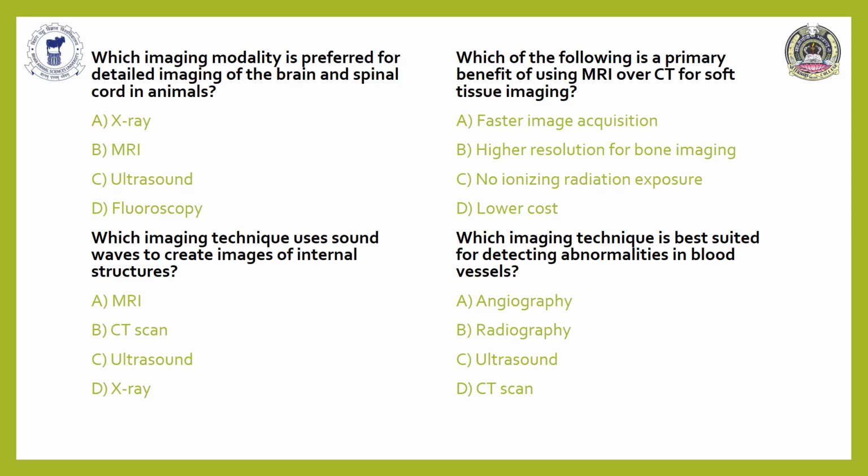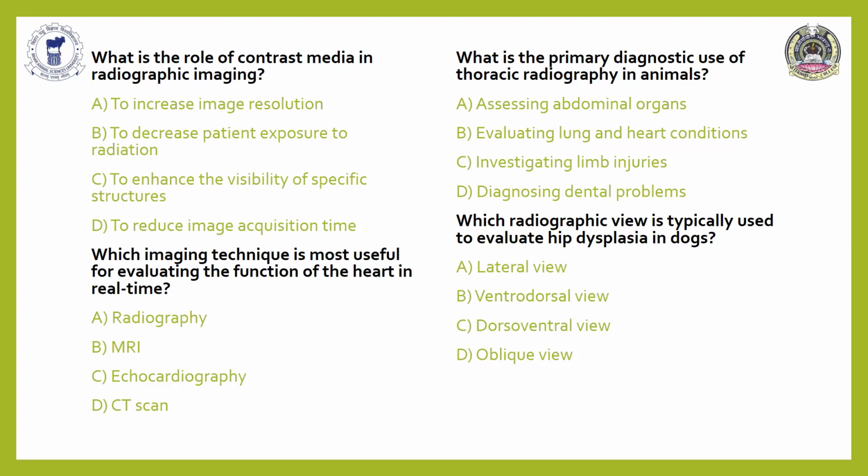Next question, which imaging technique is best suited for detecting abnormality in blood vessels? Angiography. What is the role of contrast media in radiographic imaging? C, ma'am. To enhance the visibility of specific structures. Right. Which imaging technique is most useful for evaluating the function of the heart in real time? Echocardiography, right. What is the primary diagnostic use of thoracic radiography in animals? B, ma'am. Evaluating lungs and heart condition.